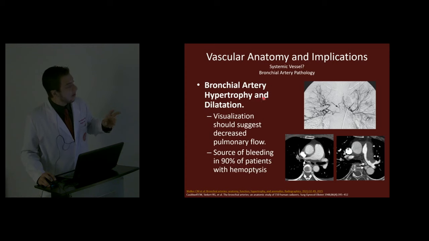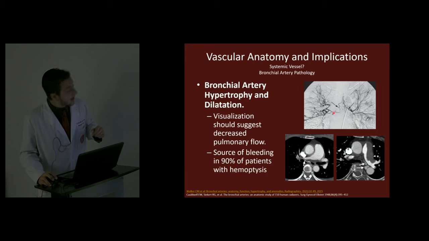I'm going to go faster in this, and I'm just going to emphasize the bronchial artery hypertrophy and dilatation, because this is the main cause of hemoptysis in patients. If you visualize some bronchial arteries, it suggests decreased pulmonary flow. And the radiologist should be able to assess the pathology of bronchial arteries. The most common pathology is this one. It's the source of bleeding in 90% of the patients with hemoptysis.